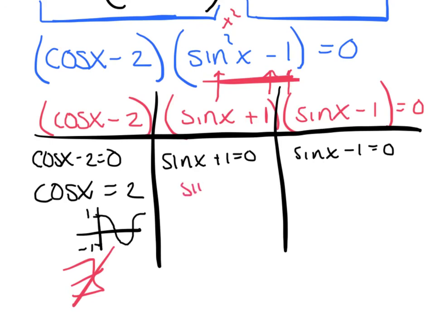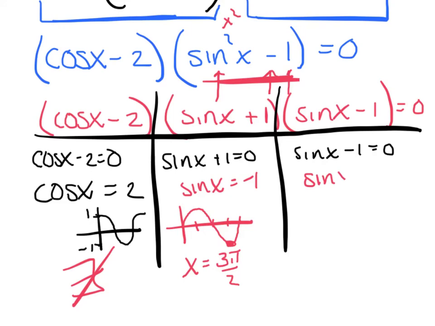On this side, I'm going to get sine x equals negative 1. And again, those 1s and 0s, I'm going to draw my graph out. How many times do you have an answer of negative 1? Well, I would say once, and if I put my tick marks in, I should say that is at x equals 3 pi over 2.